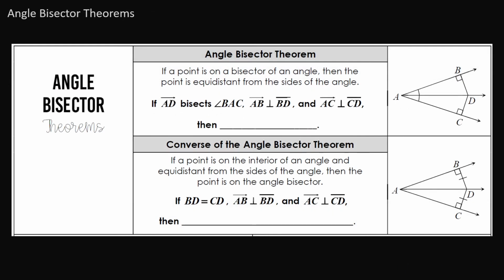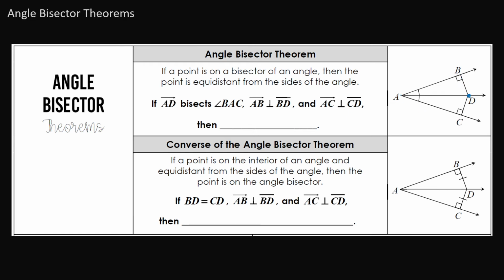Here's a different situation. We are saying in both of these diagrams that angle BAC is being bisected or cut in half. And we're saying here that if a point is on a bisector of an angle, we're talking point D here, then the point is equal distance from the sides of the angle.